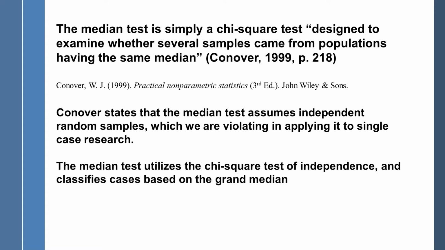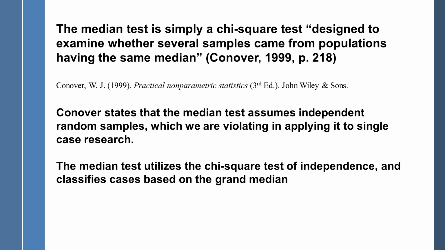The median test utilizes the chi-square test of independence, and if you know anything about the chi-square test, you're dealing with mutually exclusive categories, where each data point can only fall into one box of the table that's produced, for example, a 2x2 classification table, and all those different frequency counts are supposed to represent different people. And that's why we're violating it, because we only have one person in a single case design.